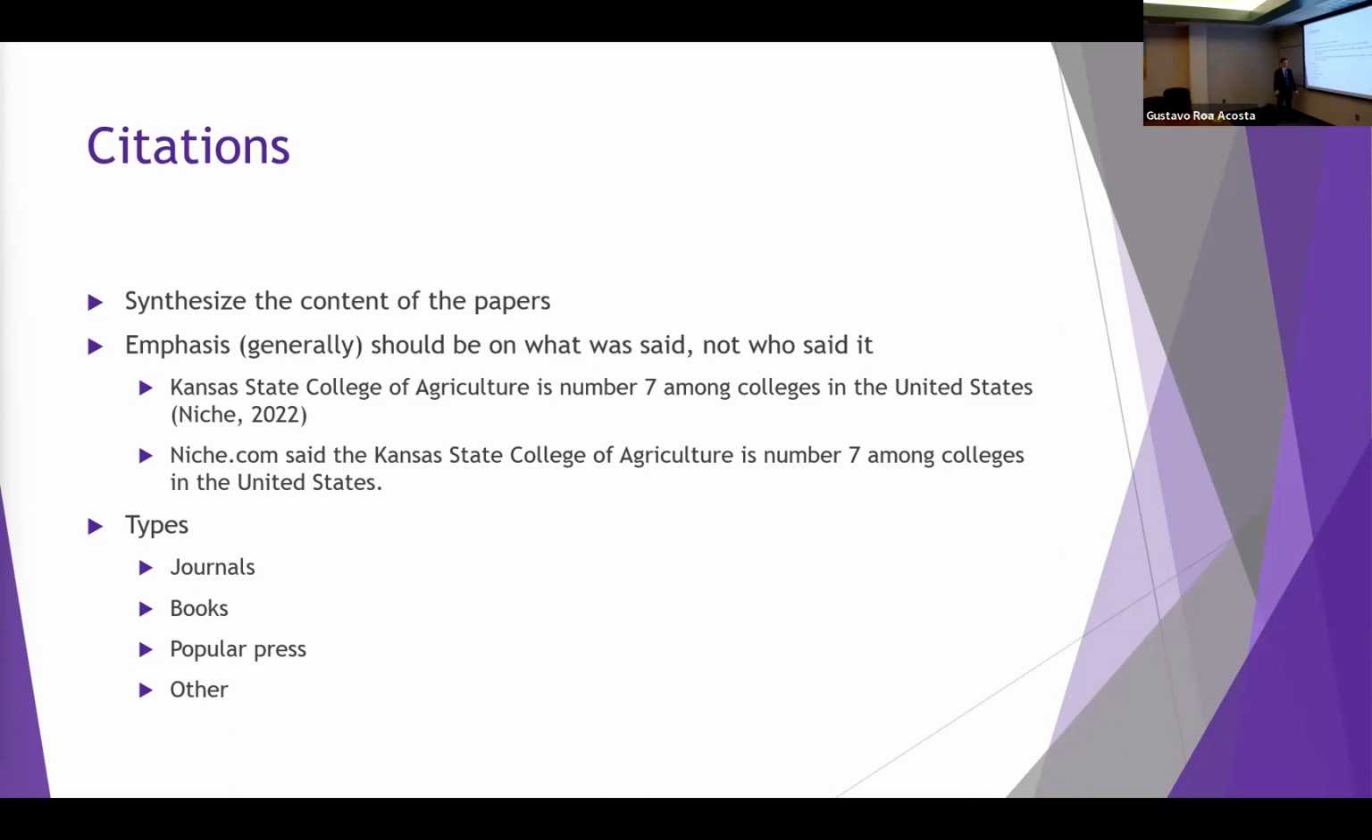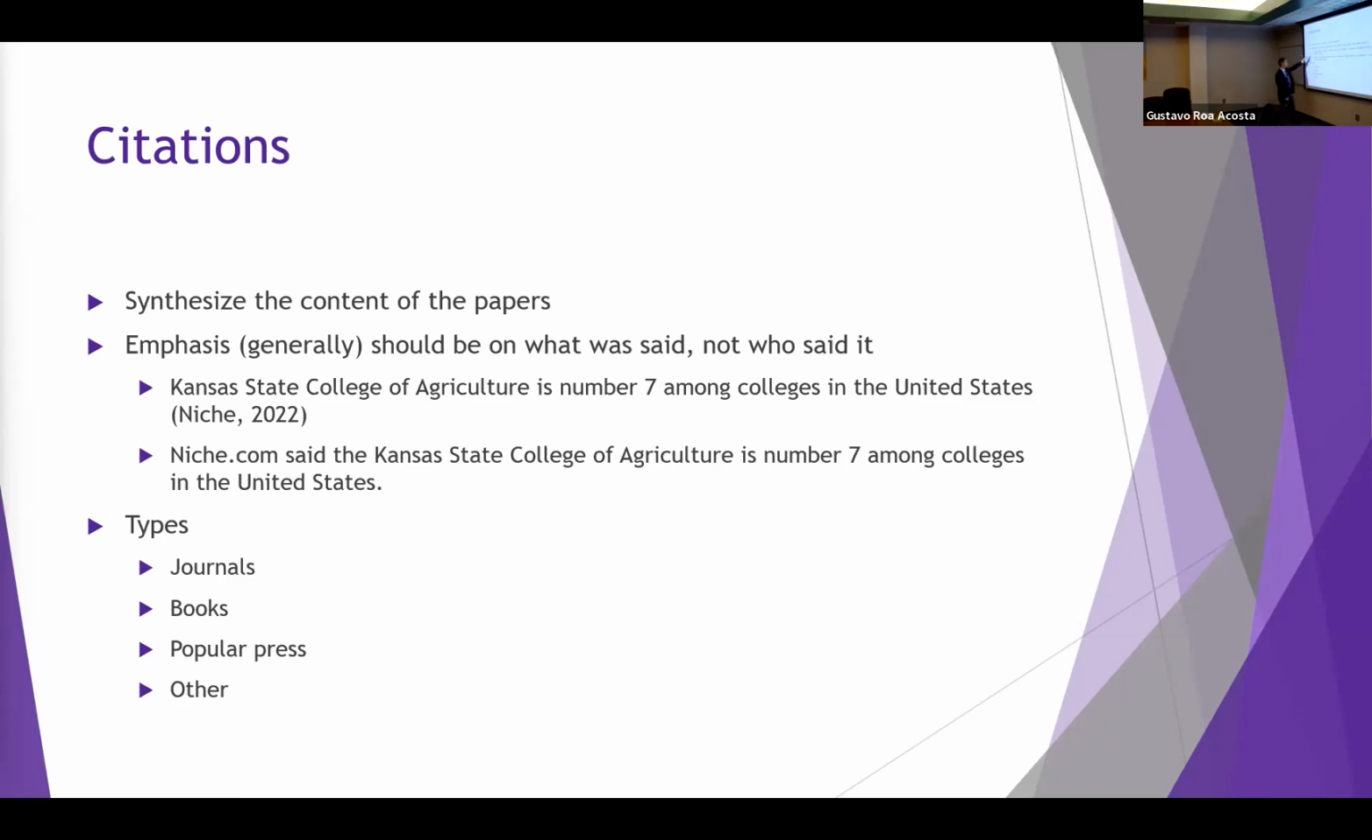Rather than, niche.com said that Kansas State College of Ag is number 7 amongst colleges and universities. At this point, maybe it's important that you know, especially if you're doing that contradictory thing, like Kansas State College of Ag is number 7 amongst colleges ranked in 3 different reports. However, niche.com says they were number 19. So when there's an outlier or a contradictory thought, that might be where it's important to say, well, this person, this study, this lab, whatever, did something contradictory to the general flow or the general consensus of the ideas within the literature.